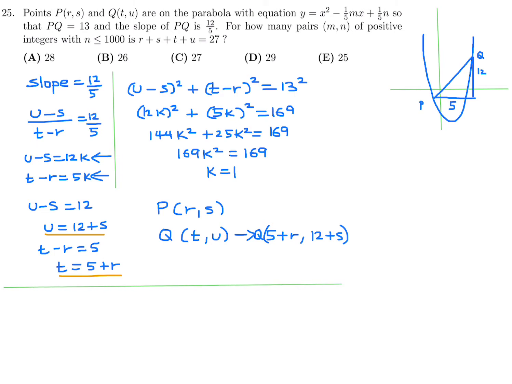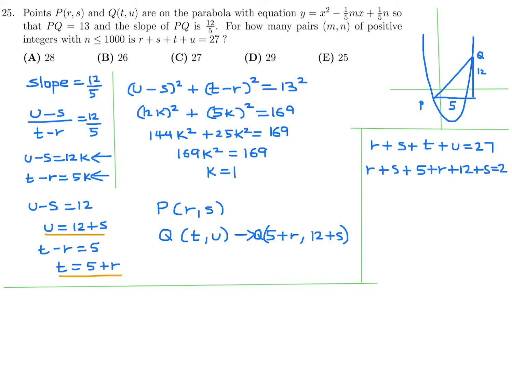I can get rid of some of the variables, and now I can work with fewer variables, which is always better than more variables. Okay, so here we go. Now let's turn our attention to this part of the question. They want us to figure out a situation where R plus S plus T plus U is equal to 27. All right, but I know some really nice relationships here, so let's substitute those in. That T is equal to 5 plus R and U is equal to 12 plus S. So I've got R plus S plus T, which is 5 plus R, plus U, which is 12 plus S, is equal to 27.